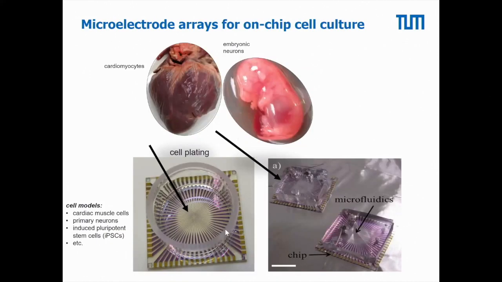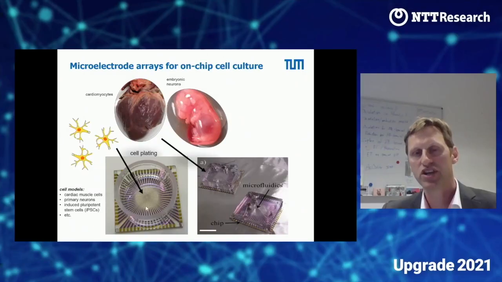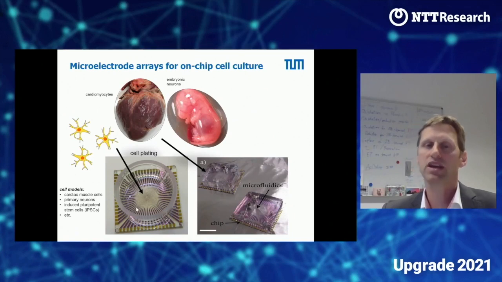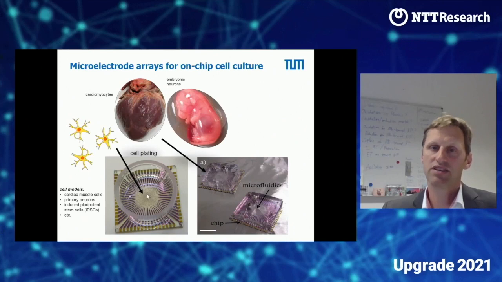So there are several strategies. The simplest strategy is basically you build something like a multi-well plate or a single well plate on top of your microelectrode arrays, and then you get your cells, which you can get from different organs, for example, the heart or neurons, or you use induced pluripotent stem cells that are differentiated into neurons. And then you can plate them onto your microelectrode array, and you can record, for example, action potentials or in general electrical activity. What you can also do is you can do it a little bit more complicated.